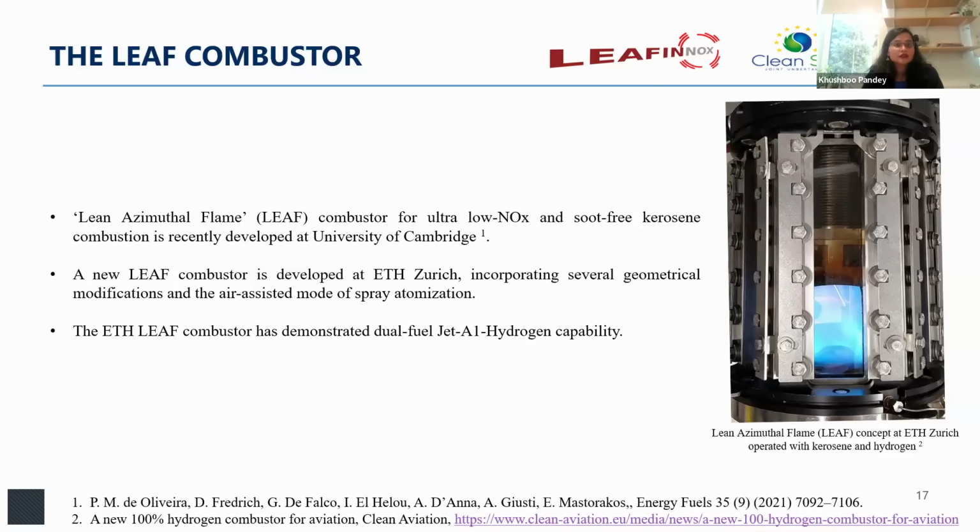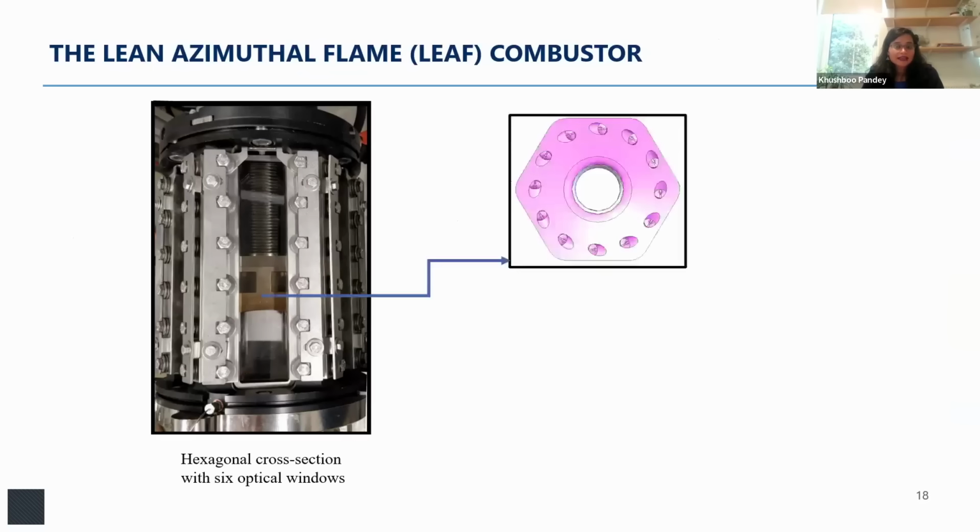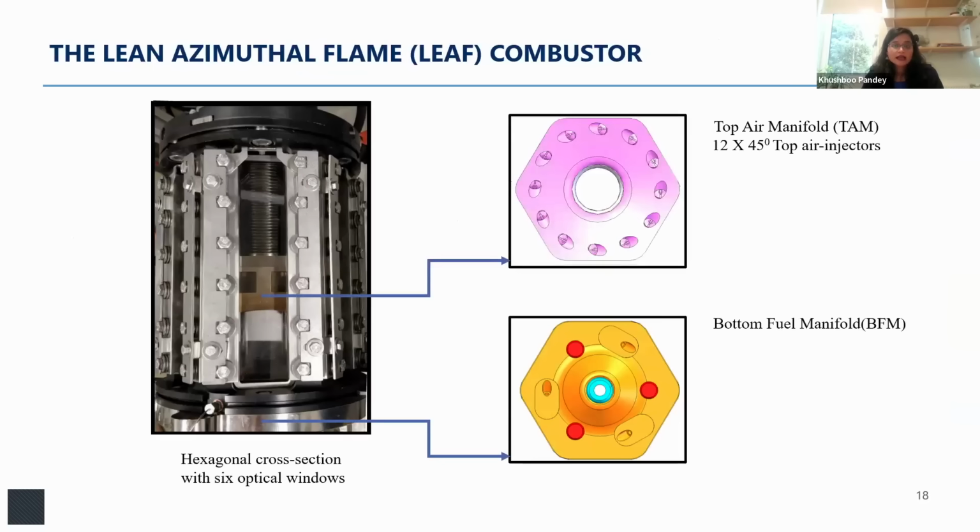Moving into the leaf combustor concept itself, starting with the combustor design: the combustor has a top air manifold that comprises 12 top air injectors angled at 45 degrees, and a bottom fuel manifold that houses 3 air-assisted Delavan air blast atomizers, 3 gaseous inlet ports, and also the igniter. The cross-section of the leaf combustor is hexagonal in shape.